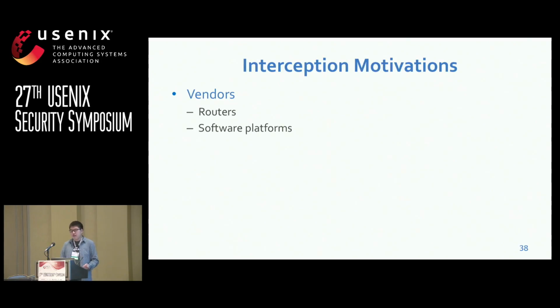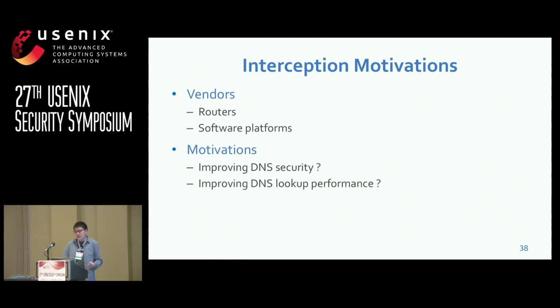So, why are they intercepting our DNS queries? We performed a systematic survey on vendors and software platforms that provide this functionality. They first claim that the DNS interception is for improving DNS security. However, we show that the alternative resolver may lack security, and the requests to well-known public DNS are more likely to be intercepted. The second motivation they claim is to improve DNS performance. We show that replicating DNS requests doesn't improve the DNS lookup performance, and request redirection brings uncertain effect.